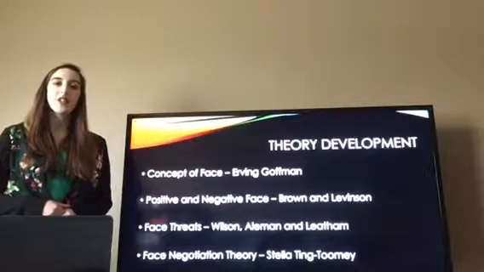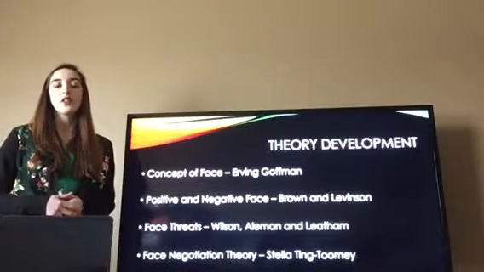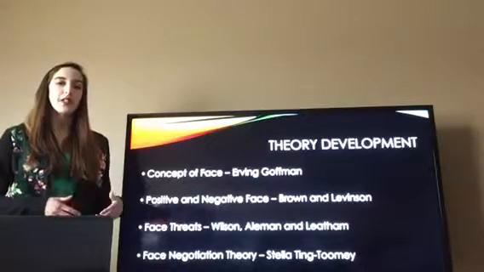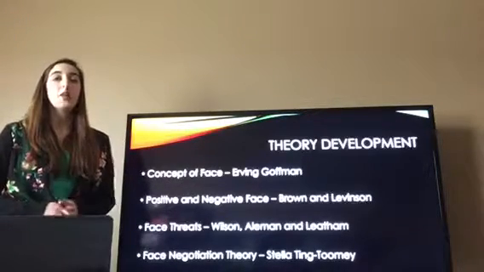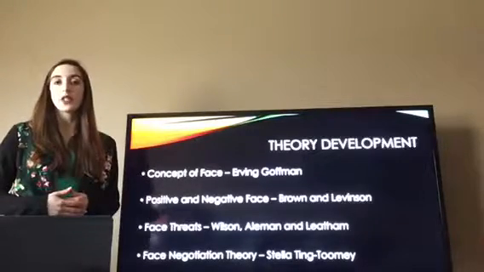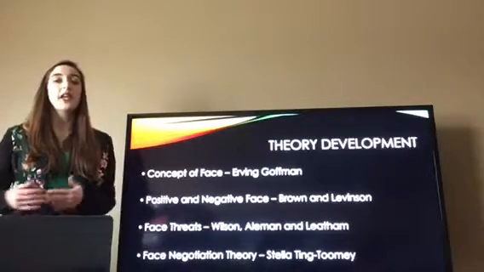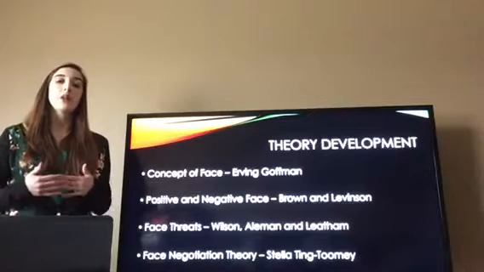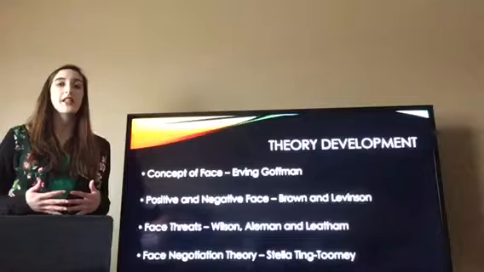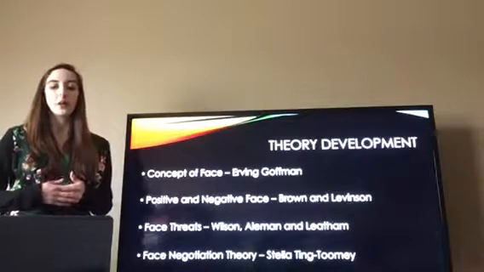In 1987, Brown and Levinson continued on this concept of face by developing the idea of positive and negative face. Now, positive face is the value that people have in being liked and respected by others, while negative face is the value people have in making their own decisions, having the autonomy and the independence on their own.